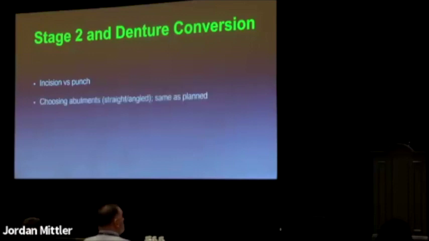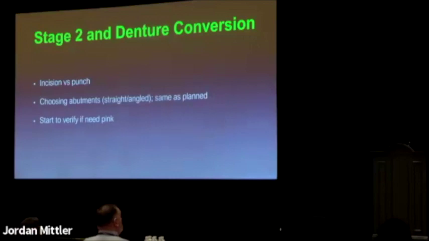Choosing the abutments, hopefully same as planned. By the time you get to stage 2, you say, okay, on 7 and 10, I have 15-degree angled abutments. I got them in my drawer here, ready to go. And hopefully they're the same as what you planned. Not always, but sometimes. And this is where we can start to evaluate.